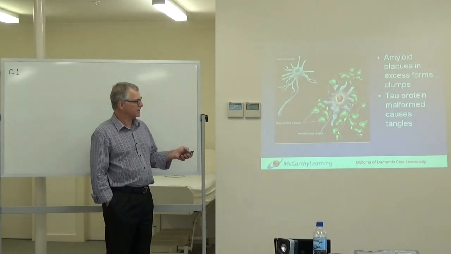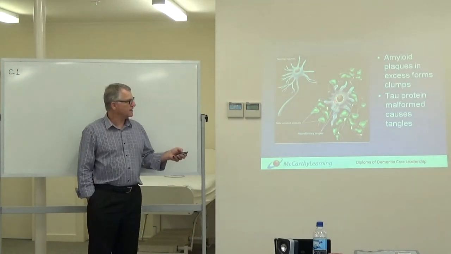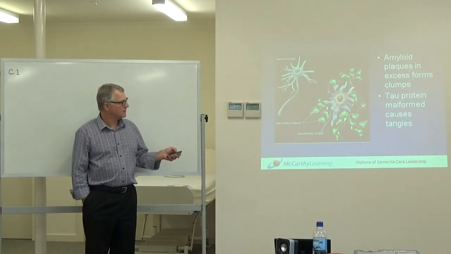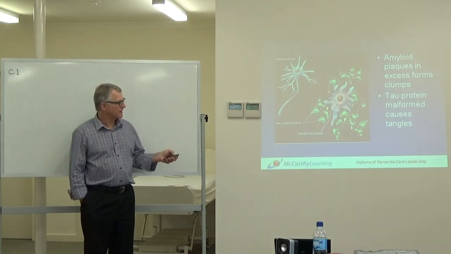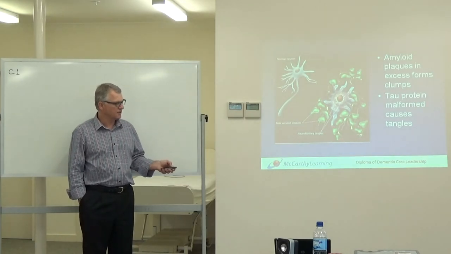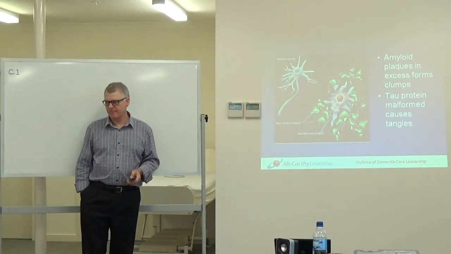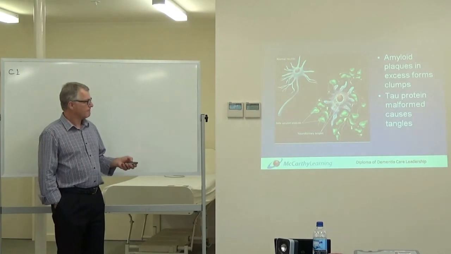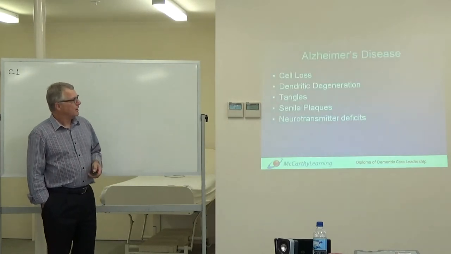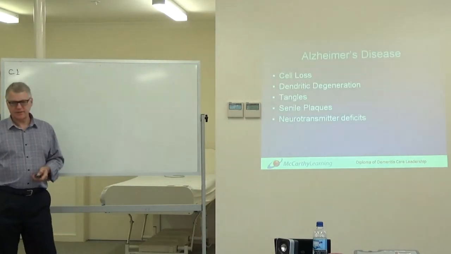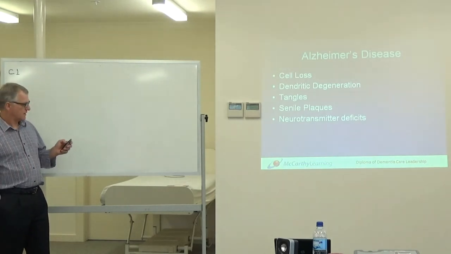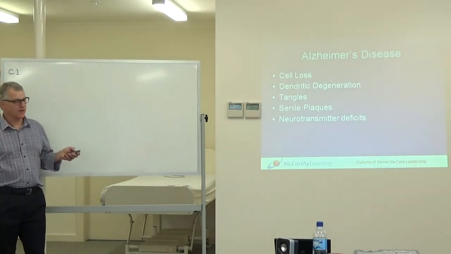This is the cell nucleus and the dendrites, which are the connections from other brain cells. The neuron stimulates the impulse and then it travels down and connects off to other neurons. These are the features of Alzheimer's disease that Alzheimer was able to identify.